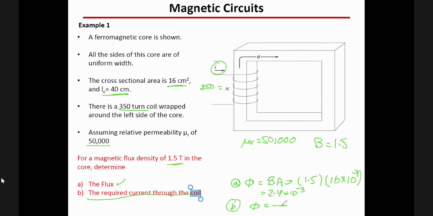So what do we know? We know that F is equal to the flux multiplied by R, right? So this will be the flux, where F is equal to NI, right? We know this from part A. We know N is given. Do we know R?